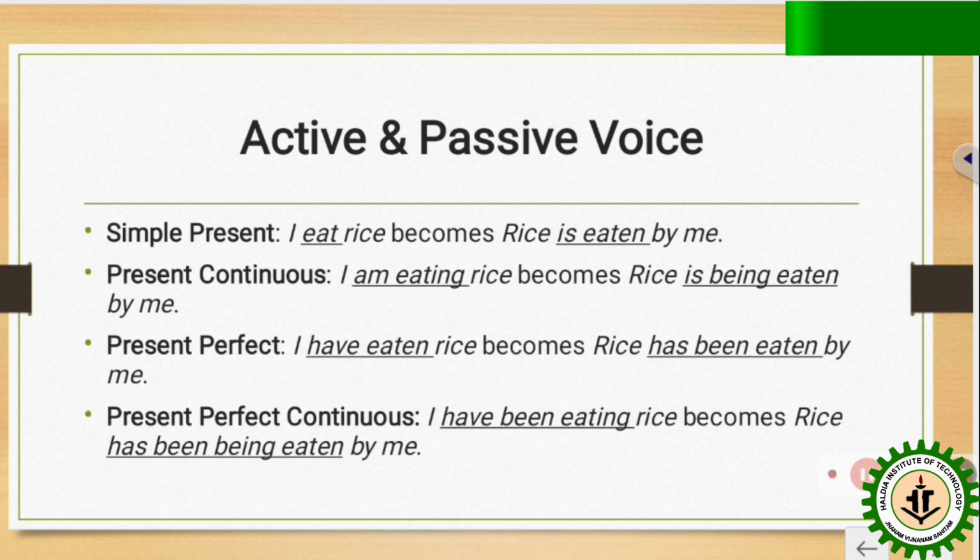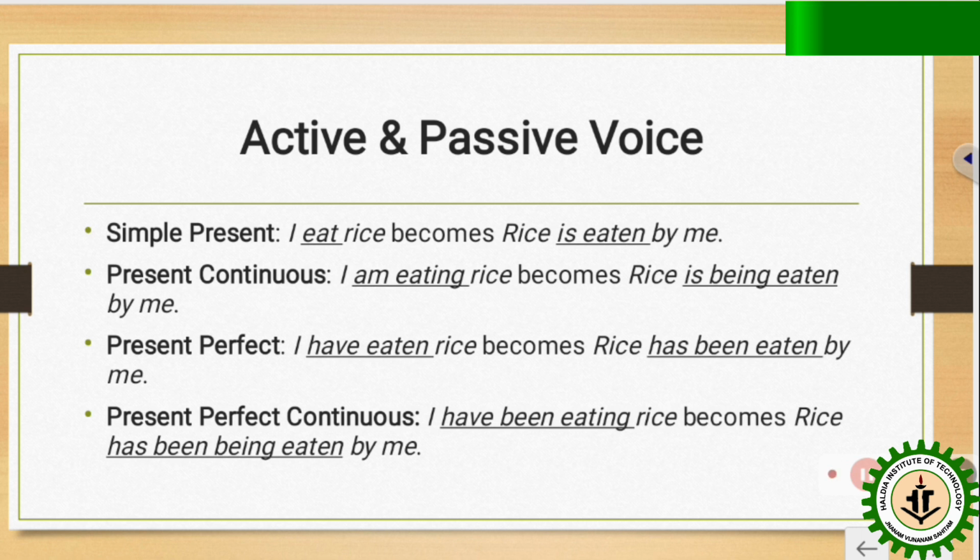So in simple present tense, if the sentence is I eat rice, in passive voice it will be converted into rice is eaten by me. So how is it done? The first condition of transforming an active voice sentence into passive voice is the verb has to be in transitive form. That means that the verb must carry an object with it, because the object of the active voice will become the subject of the passive voice in the converted sentence.